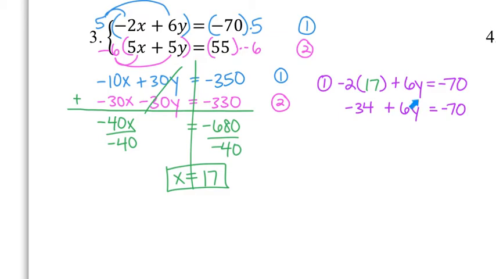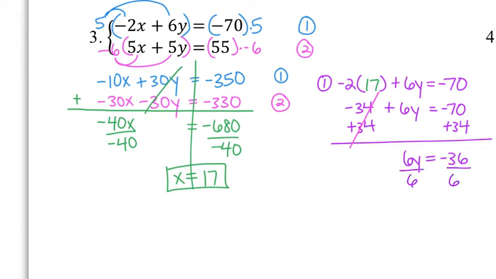Okay, now I need to isolate the 6y term. Since it's a negative 34, I'm going to add 34 to both sides. That zeroes it out on the left side, leaving just that 6y, which is what I wanted, equals, grab a calculator, negative 70 plus 34, is negative 36. And then our last step is super easy, divide each side by 6, and we get y is equal to negative 6.